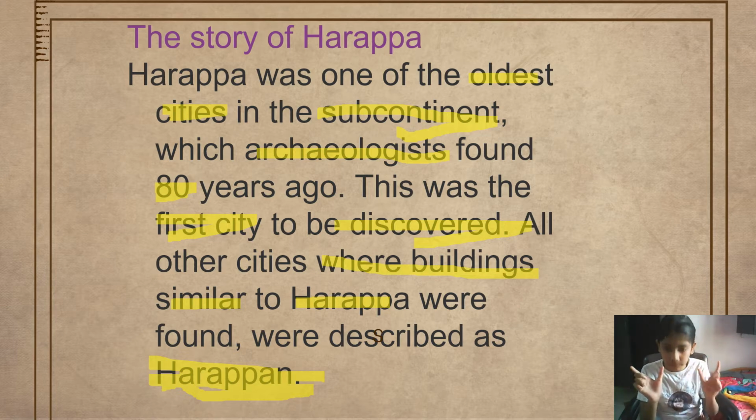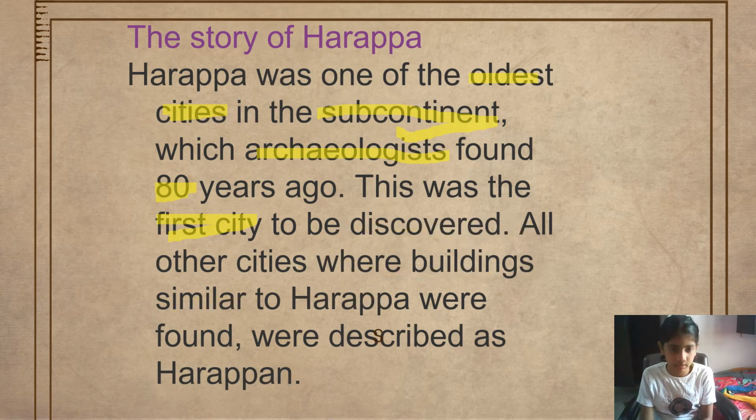If one building is similar to a building in Harappa, in another city, this is Harappa and this is another city. This is similar to Harappa, so it is called Harappan. That's all, very easy. All other cities where buildings similar to Harappa were found were described as Harappan. Let's see the highlighted words: oldest cities in the subcontinent is Harappa; archaeologists found it 80 years ago; it was the first city to be discovered; all the other cities similar to Harappa were described as Harappan. Please remember all these and you will easily gain your marks.